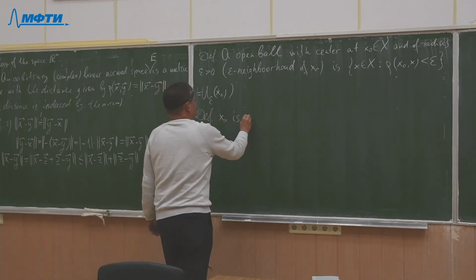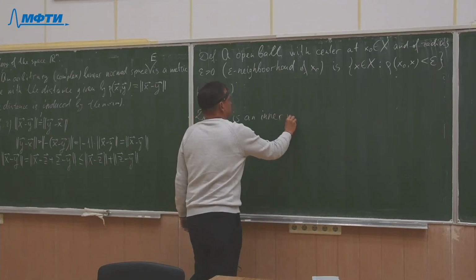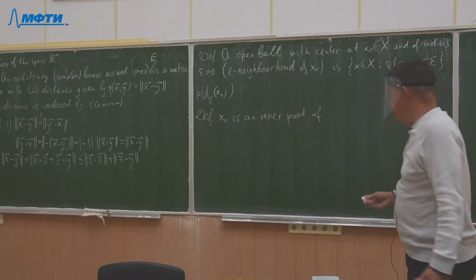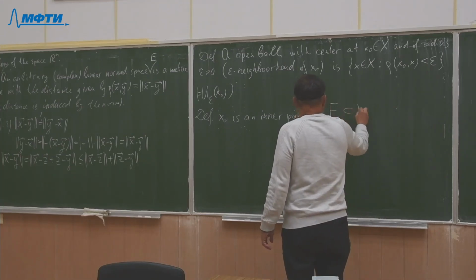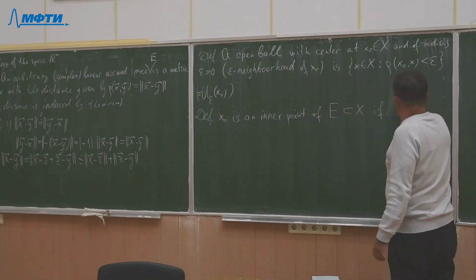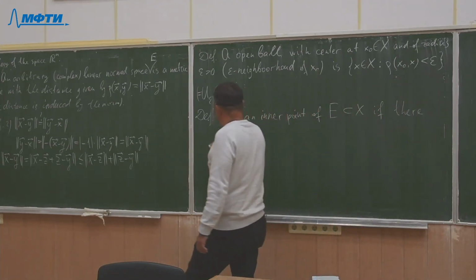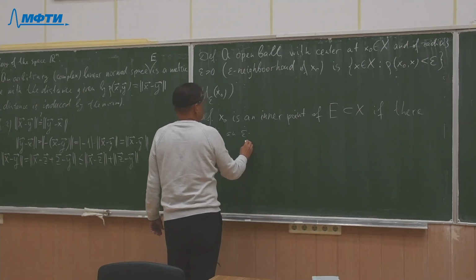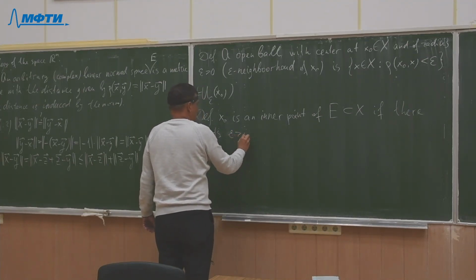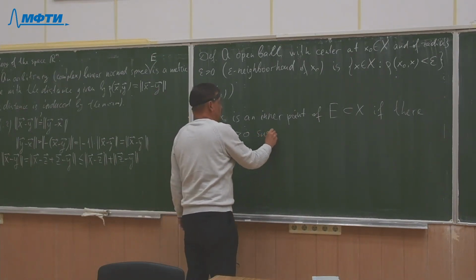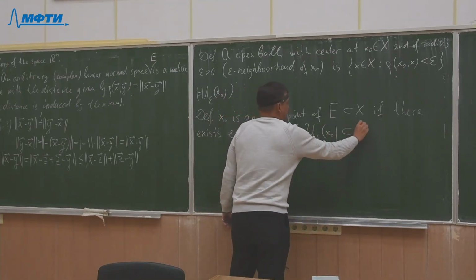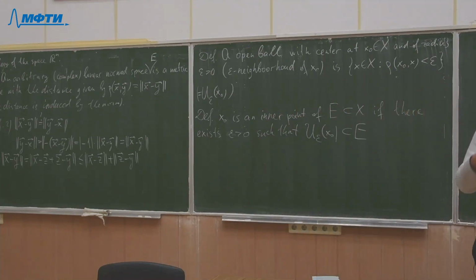x0 is an inner point of, okay, how the set is denoted, let it be E. E in X if there exists an epsilon neighborhood, so epsilon greater than 0, such that u epsilon of x0 is in E. So every point belongs to this set together with a neighborhood.